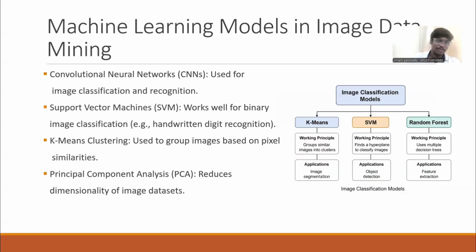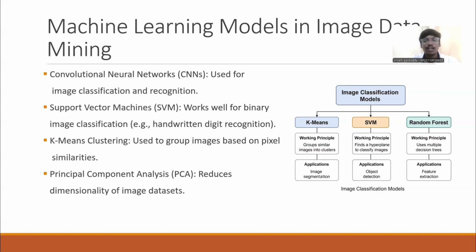Coming to the models in image data mining, our first one is CNN, which is convolutional neural networks, also known as CNNs, used for image classification and recognition. Architecture includes convolutional layers, pooling layers, and fully connected layers. We'll discuss this in the next slide.